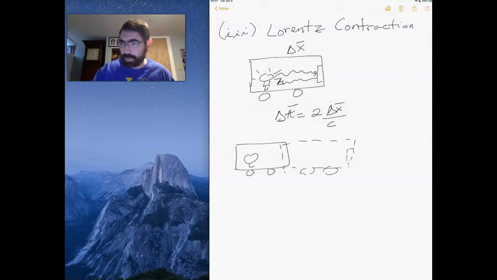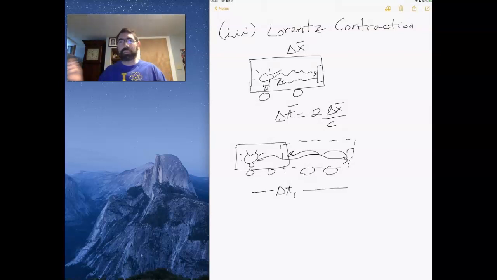And so we still have our light bulb. But now the light has to travel a longer distance to catch up with the mirror, and then it reflects back, and by the time it gets here, it's now back at where the light bulb is. So now there's actually 2 times. Delta t1 is the time it takes to go down to the mirror, and delta t2 is the time it takes to go from the mirror back to where the light bulb is. So now there are 2 different times.